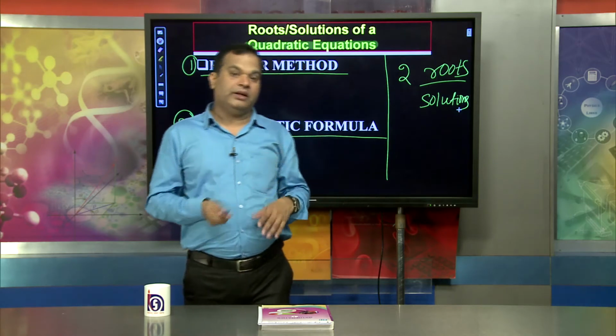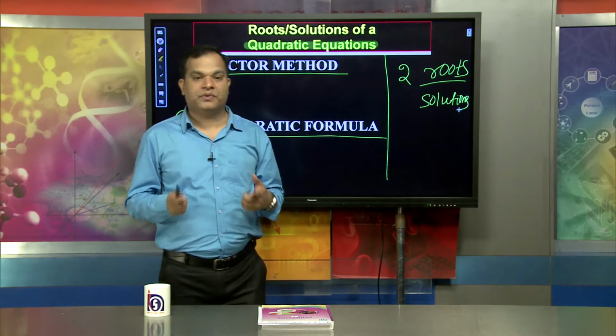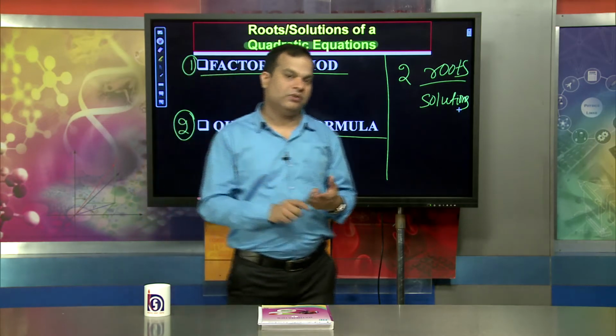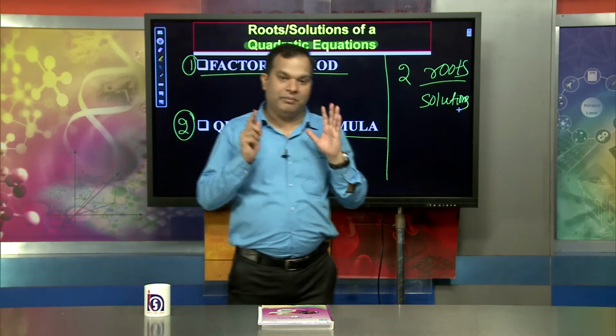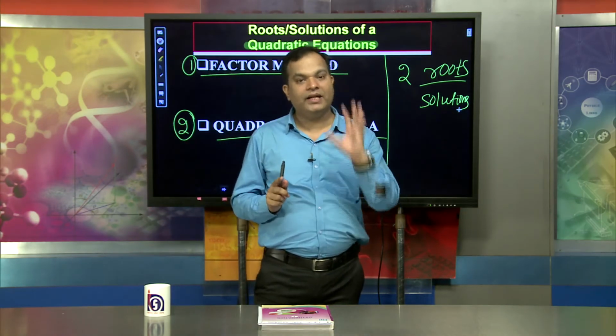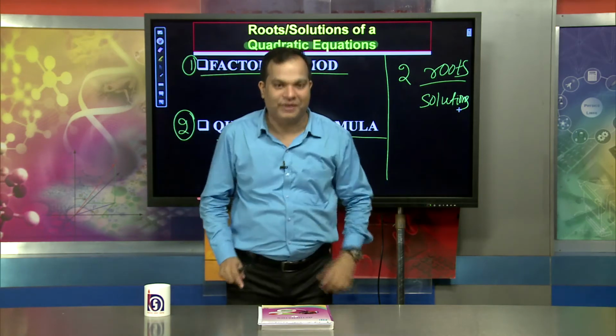But you must get two roots. The roots may be the same, they may be distinct, they may be real, they may be in complex form, whatever it may be, but you have to find two roots, or you can say two solutions for the quadratic equation.